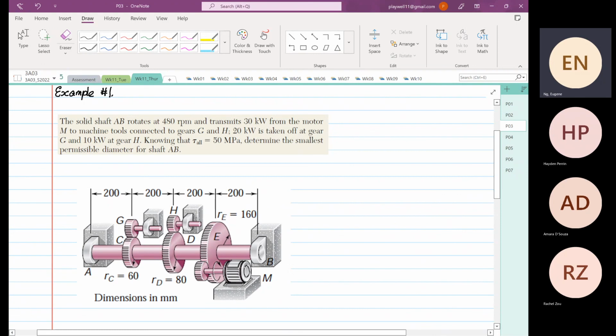So the solid shaft AB rotates at 480 RPM and transmits 35 kilowatts from the motor M to machine 2 connected to gear G and gear H, and 20 kilowatts is taken at gear G, and 10 kilowatts is taken at gear H. Now we are given that the shear stress allowable is 50 megapascal. Determine the minimum diameter of shaft AB.